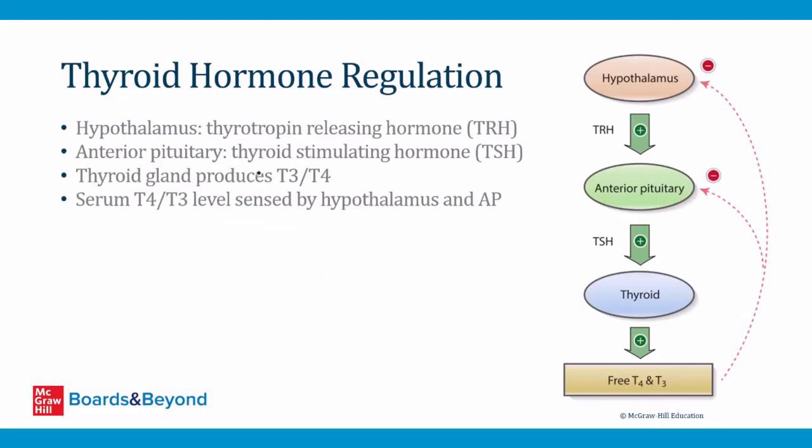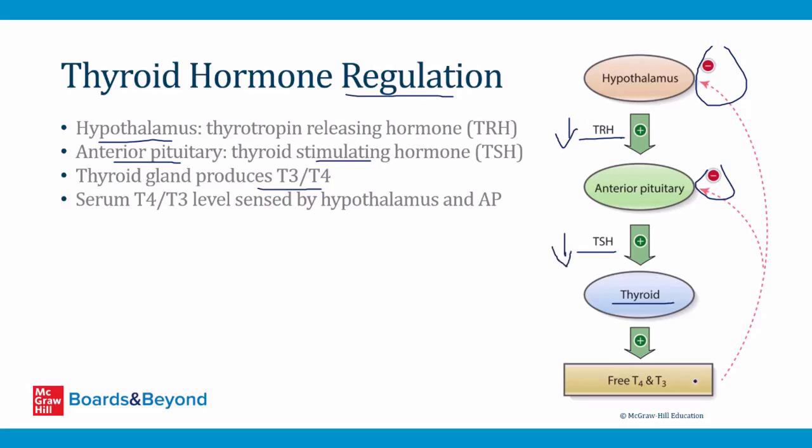So let's talk about how those levels are regulated. It begins in the hypothalamus, which can release a substance called TRH, or thyrotropin releasing hormone. This stimulates the anterior pituitary gland to release another hormone called TSH, or thyroid stimulating hormone. TSH then binds to receptors found in the thyroid gland, and that triggers the thyroid gland to produce T3 and T4. The serum levels of T3 and T4 then feed back on the pituitary gland and also on the hypothalamus. When the T3 and T4 levels get high, they tell the hypothalamus to release less TRH and the pituitary to release less TSH.